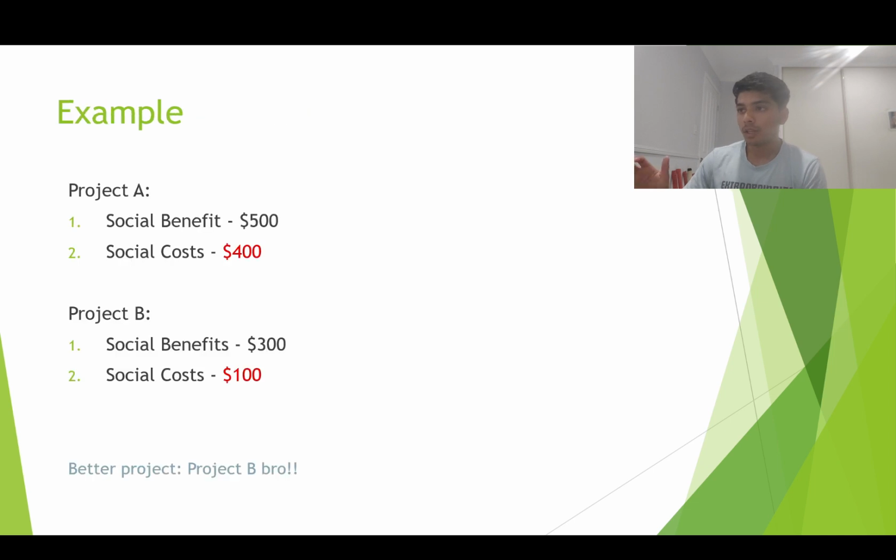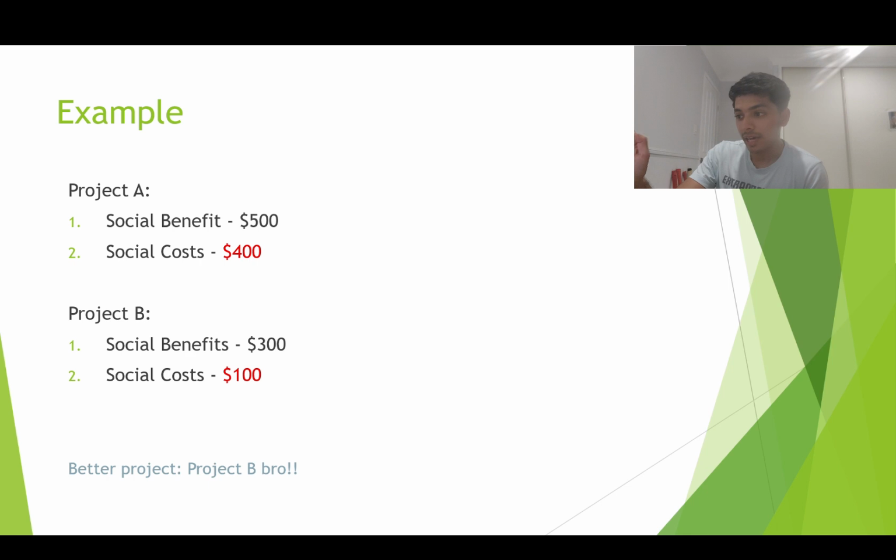Okay, so I've got a little example here. Let's say we have Project A and Project B. Project A has a social benefit of $500, but it has social costs of $400, whereas Project B has social benefits of only $300, but its social costs are only $100.